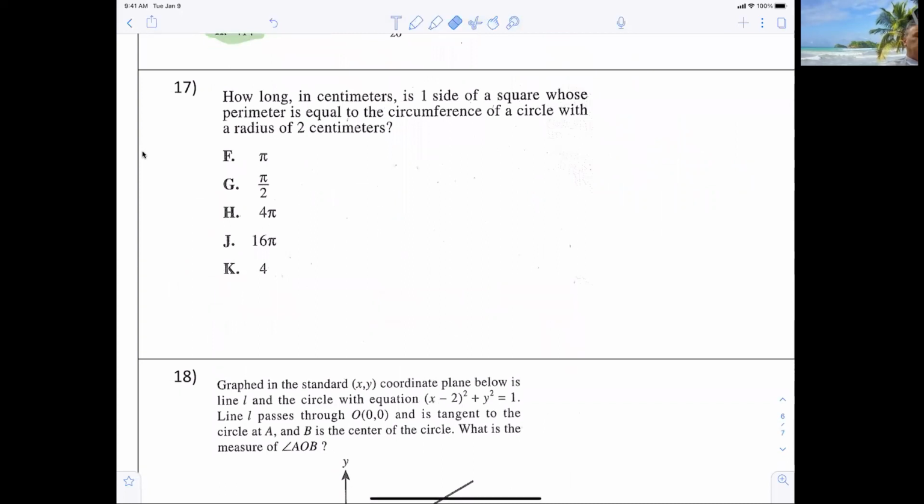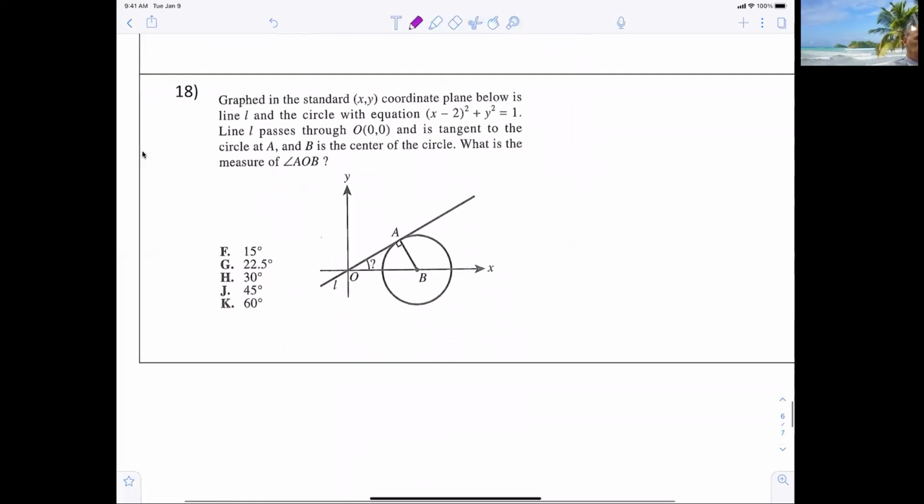How long in centimeters is one side of a square whose perimeter is equal to the circumference of the circle with a radius of 2? Wow. The circumference would be 4 pi, right? 4 sides of a square. So all we do is just divide that by what? Brilliant.